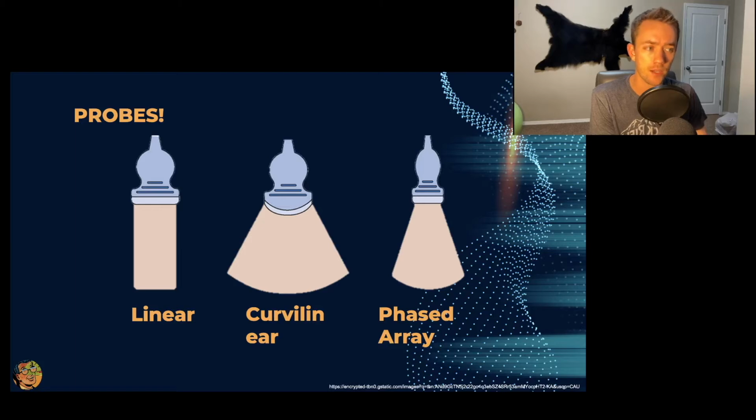And you can use it for abdominal if you don't have a curvilinear probe. Some places just don't have these. You might just have a linear and a phased array. You can use this just fine.